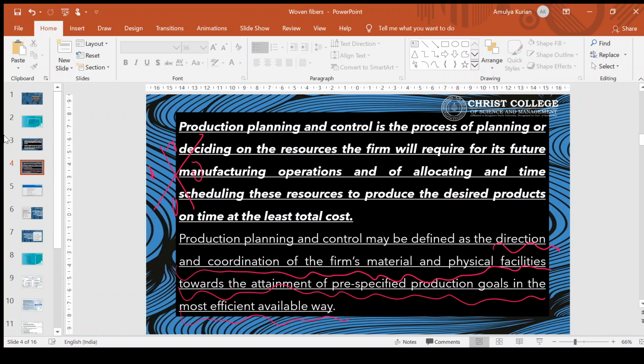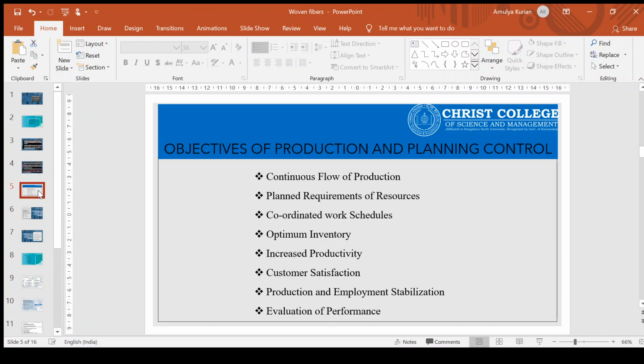Now, next, what are the objectives of production planning and control? One of the objectives is continuous flow of production. If we have planning and control in place, it will be helpful to achieve smooth and continuous production by eliminating the bottlenecks in the process of production through well-planned routing and scheduling requirements relating to production work. So if we have production planning and control in place, there will be a continuous flow of production, whereby we will be eliminating the bottlenecks to almost zero.